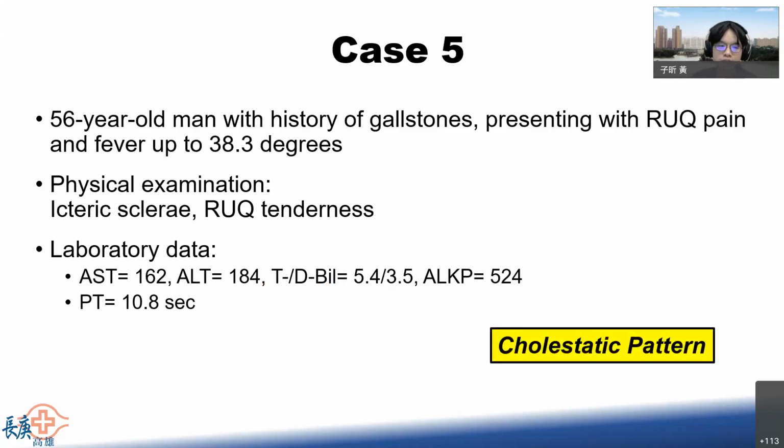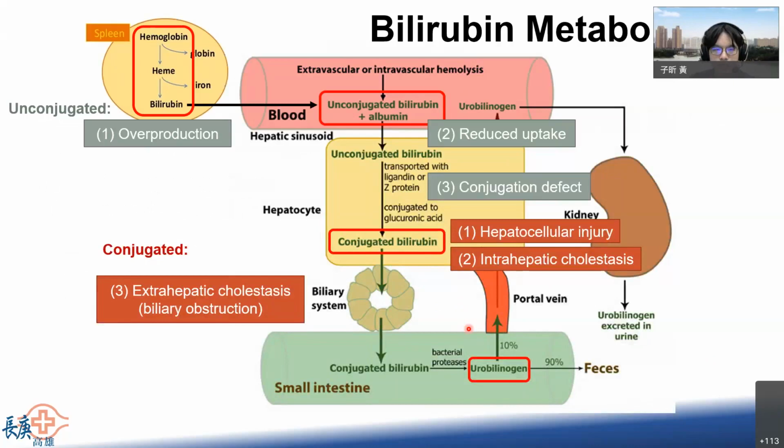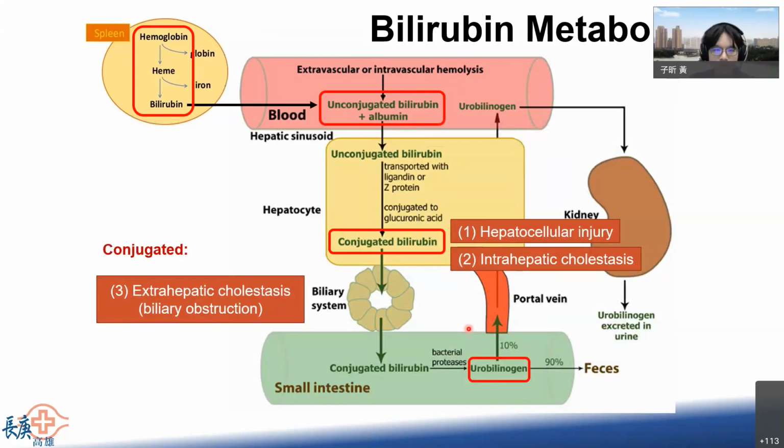So you can tell that this is a cholestatic pattern, and the bilirubin is mostly the conjugated type, although the unconjugated is also elevated, but usually we just call this the direct type hyperbilirubinemia. So when you see this patient, we discuss the bilirubin metabolism. For this patient, we have to focus on the conjugated type and the causes here. So review the causes: hepatocellular injury, intrahepatic cholestasis, or extrahepatic cholestasis, which indicates biliary obstruction.